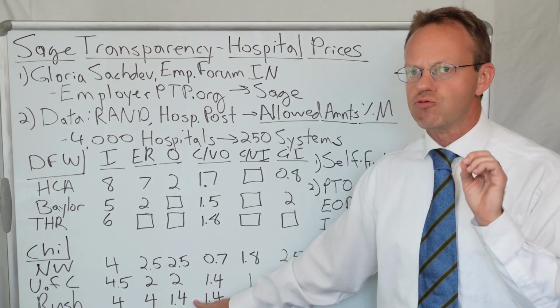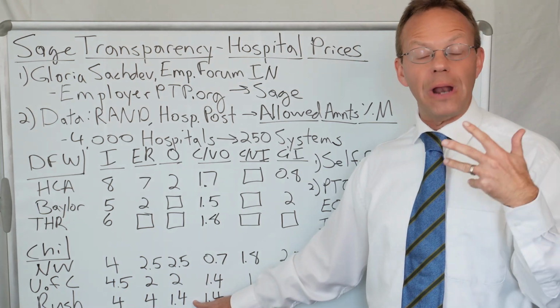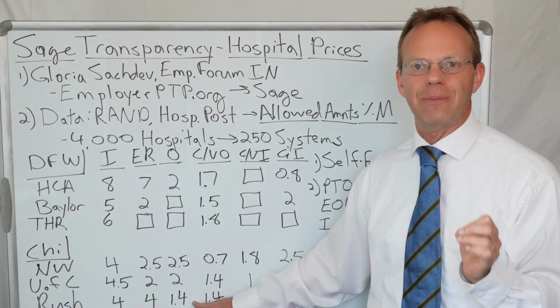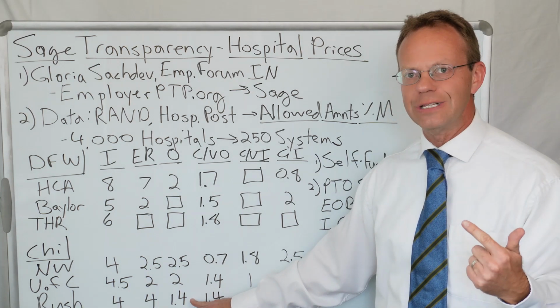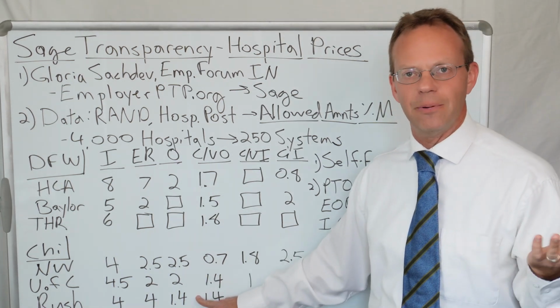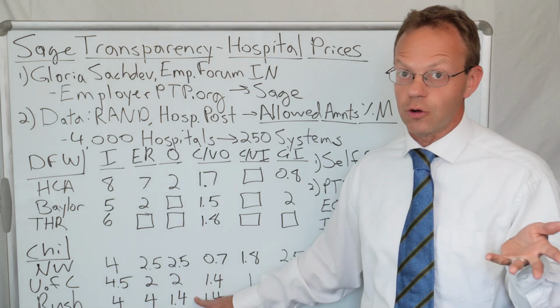By reputation, Rush is actually the most well-known, highest reputation hospital in all of Chicagoland when it comes to orthopedic services, and yet their allowed amount is actually lower than the University of Chicago and Northwestern. There's a perfect example of where quality and price do not correlate, at least reputational quality, that is.